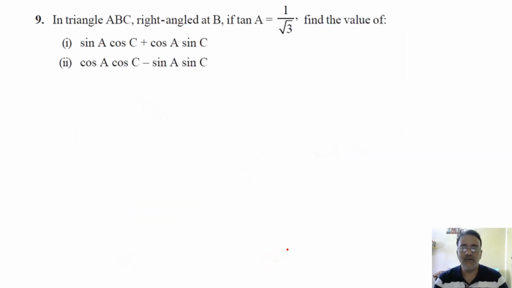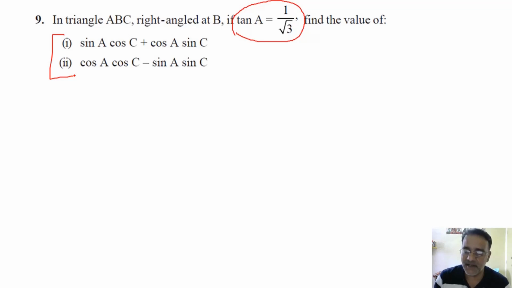Okay. Now, sir, we are going to start question number 9. In triangle ABC, right angled at A, if tan A is equal to 1 by root 3, find the value of these two expressions. So first of all, this can be done in two ways. दो तरीके से कर सकते हैं इसको.